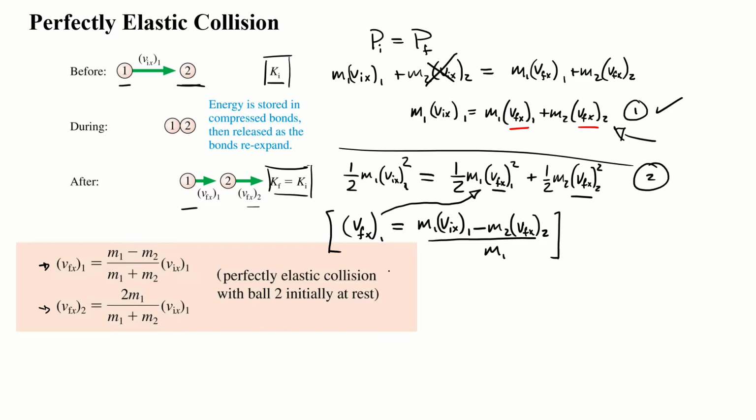So these equations apply for any time we have a perfectly elastic collision where ball 2, or the second object in that collision, is at rest prior to the collision. What it comes from is conservation of momentum and conservation of energy. Momentum is always going to be conserved in collisions, and if we know it's perfectly elastic, the kinetic energy is also conserved.